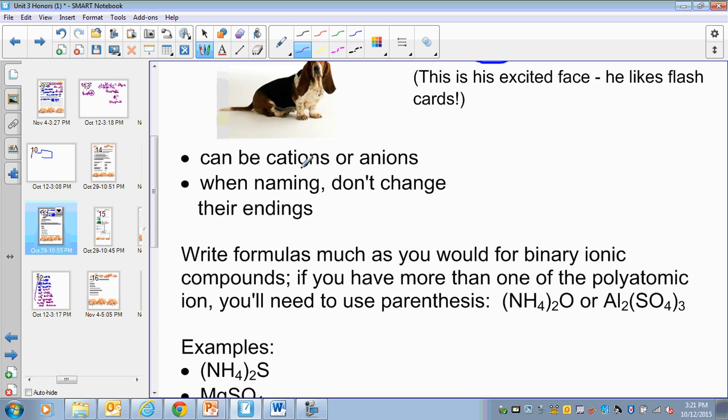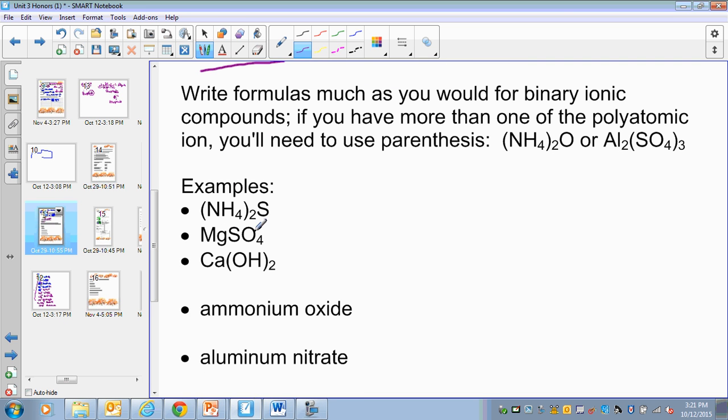Okay, the polyatomic ions could be cations or anions, but there's only one cation. Most of them are anions. Then you have to keep the name as is. As I said, the rest of the story doesn't change.